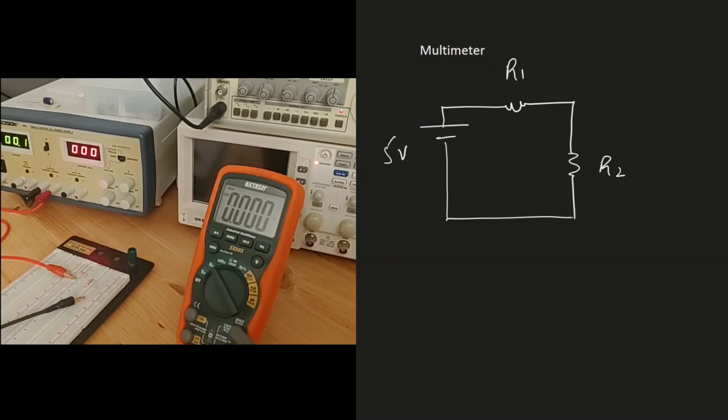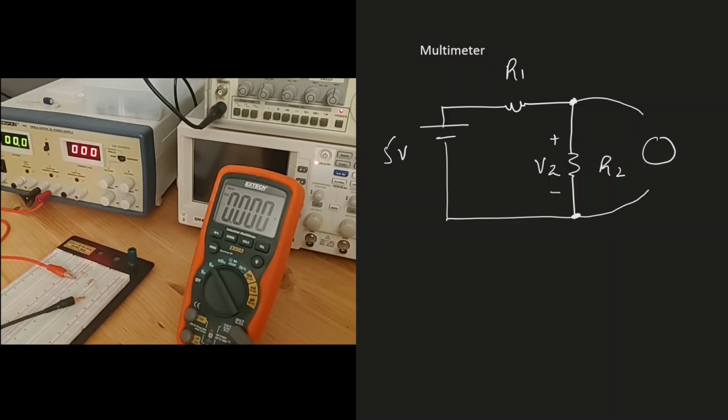Now, if I want to measure the voltage across resistor R2, so let's call it V2, how do I connect the multimeter? Now I would say that, okay, I need to know the voltage between this point and this point. So we need to know the voltage between these 2 points.